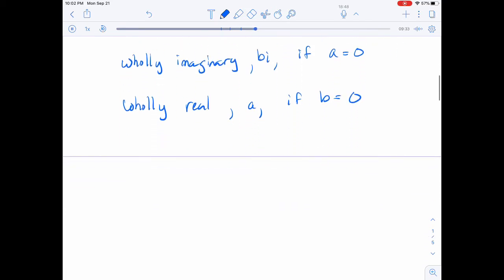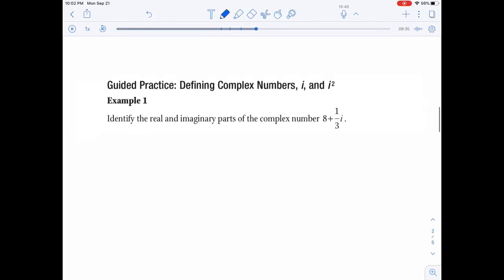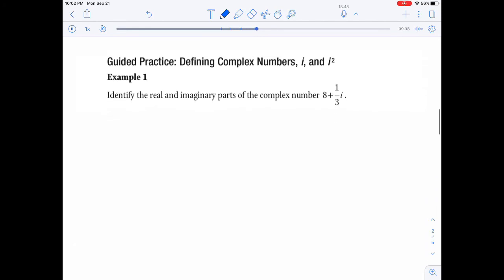Example 1. Identify the real and imaginary parts of the complex number 8 plus 1/3 i. So let's write down the expression 8 plus 1/3 i. That is in the form of a plus bi, a being the real part. So 8 here is our real part, and 1/3 i is our imaginary part.